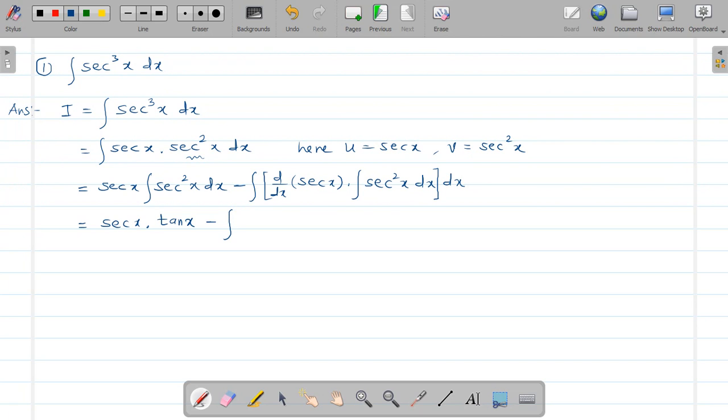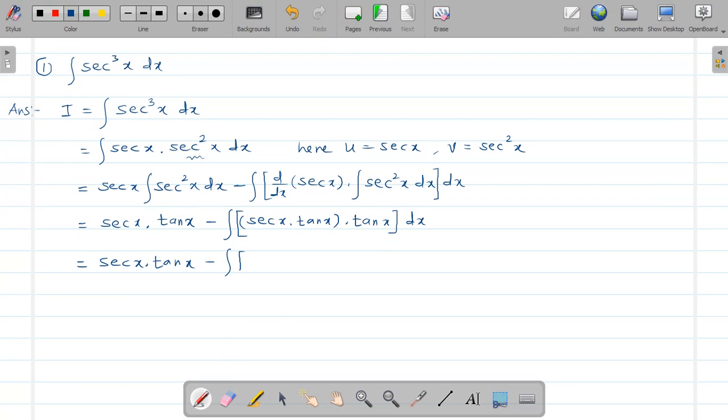Now what will you get? Here we have to find the derivative of sec x. The derivative of sec x is sec x into tan x, and into integration of sec square x, which is tan x. Bracket complete, and we have to take the integration again of this bracket. So we get this step. Now further, if you evaluate, then keep sec x into tan x as it is, minus integration.